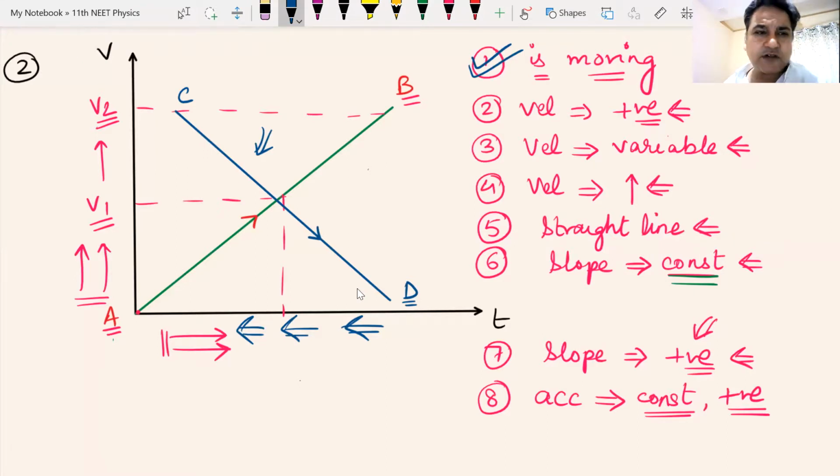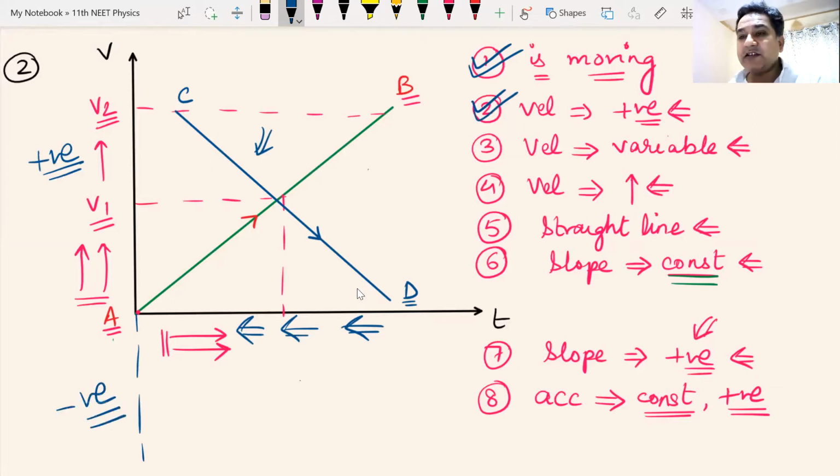Let us jump on to the second point. What about the velocity of this particle? Is it positive or is it getting negative at some point? The velocity of this particle is positive. It always remains above the time axis. It never goes below the time axis, and hence the velocity has to be positive. Only if it goes below the time axis does the velocity become negative. So velocity is positive for both the graphs.